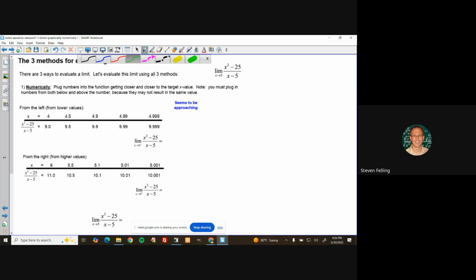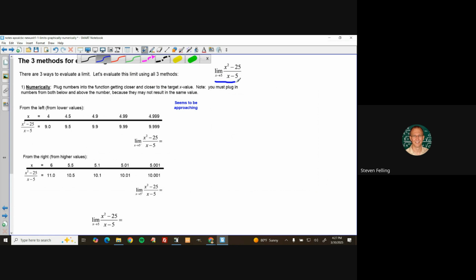Okay, so there's a couple ways that you can evaluate a limit, and we'll eventually settle on the one that we're going to use the most. But for now, we'll start with this, that we can just literally plug some numbers in near that target c value. So let's take this particular example here.